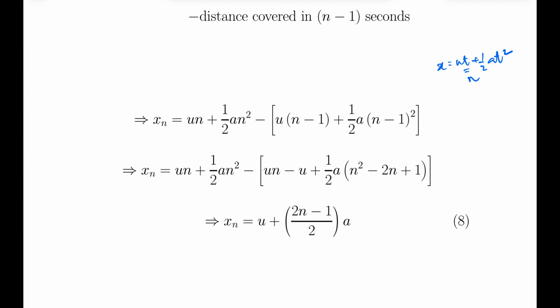Or xn is equal to un plus half an square minus un minus u from here plus half a n square minus 2n plus 1. This un will cancel out with this un. This is half a n square with a minus sign, and half a n square with a plus sign. So these two will also cancel out. So you are left with minus minus gives you plus. So xn equals u plus 2n minus 1 upon 2 into a. This is simple mathematical manipulation. You can easily get this result.